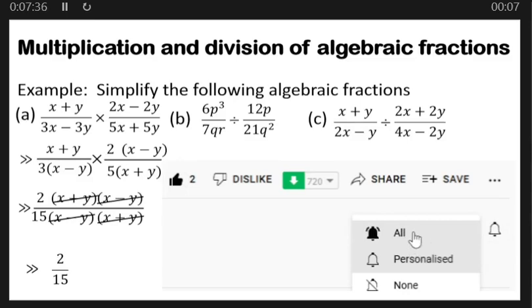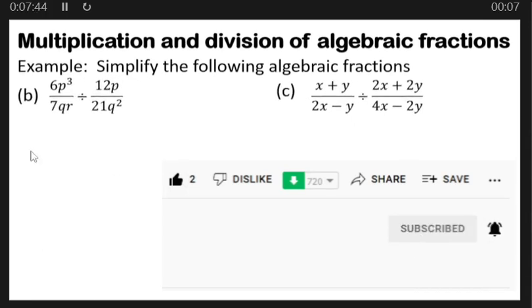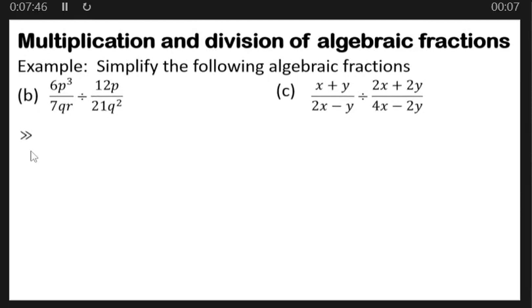Right? So let's go to B. So in answering B, we are going to say equals and then copy the same expression as it is, 6p power 3 over 7qr. Then in mathematics, whenever you are dividing, as you can see, we are dividing two fractions. So whenever you are dividing two fractions, make sure that the division sign must be changed into multiplication.